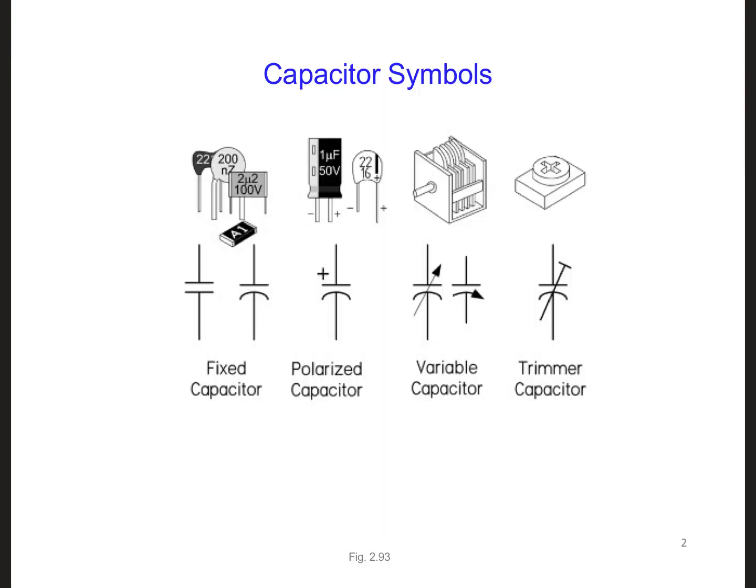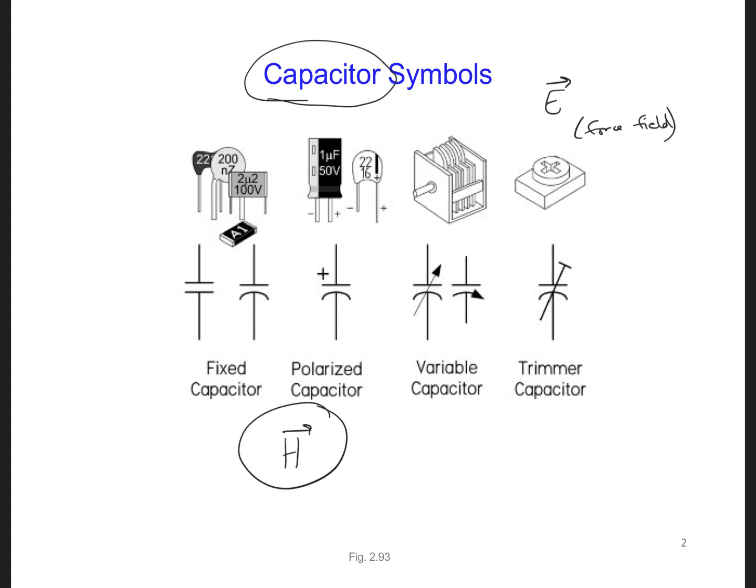Now, last time we talked about capacitors and how we were able to use those to store electric fields, which is a force field, and that's why we can use it to store energy. Now, what about magnetic fields? Those are the other types of fields we can have in electromagnetic waves.